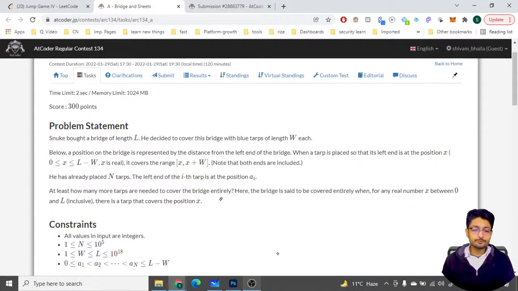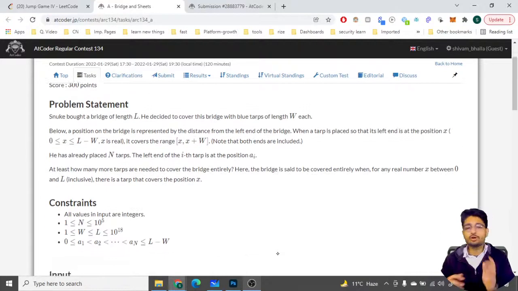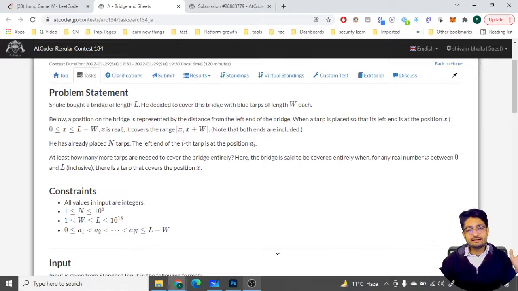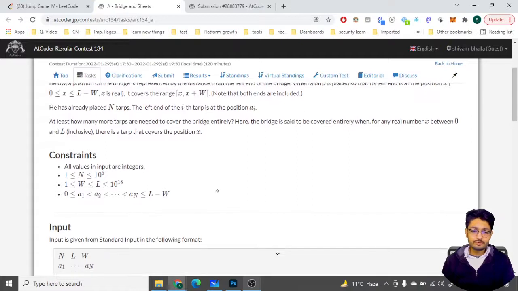Fine. Now Snuke has already placed N of those tarps, so N of those boards are already placed, but there are obviously some gaps in the bridge. There's a complete total length L of the bridge, and N planks of length W are already installed, and obviously there might be some gaps in between. Now, at least how many more tarps, or boards, are required so that you complete the entire bridge? That's the whole problem.